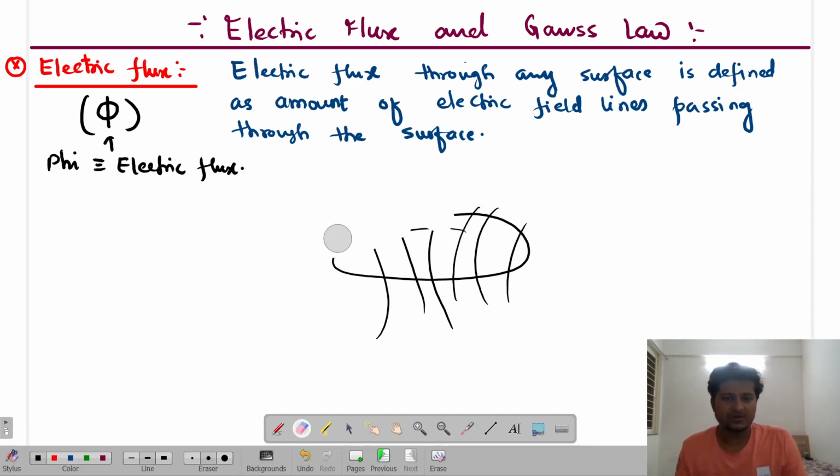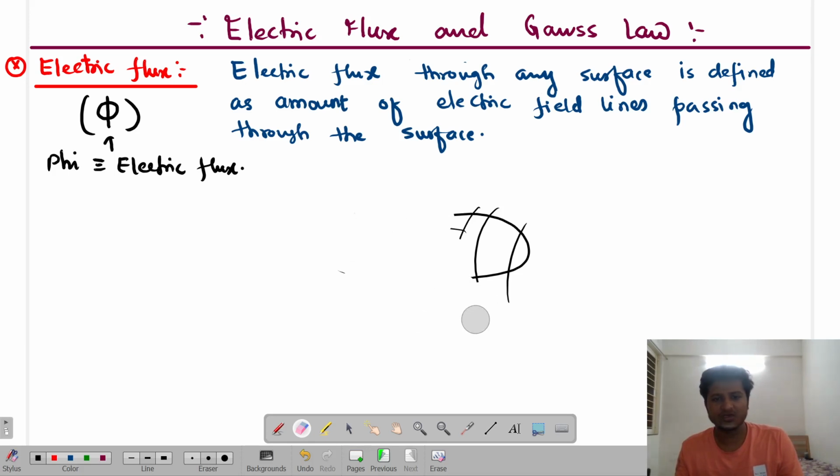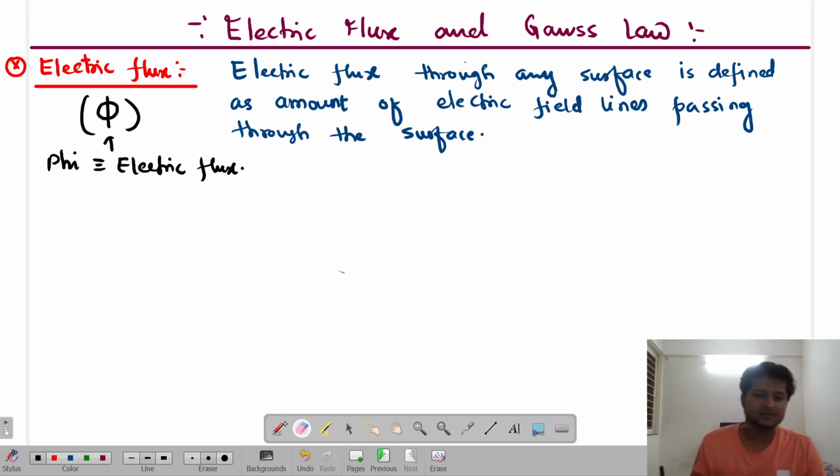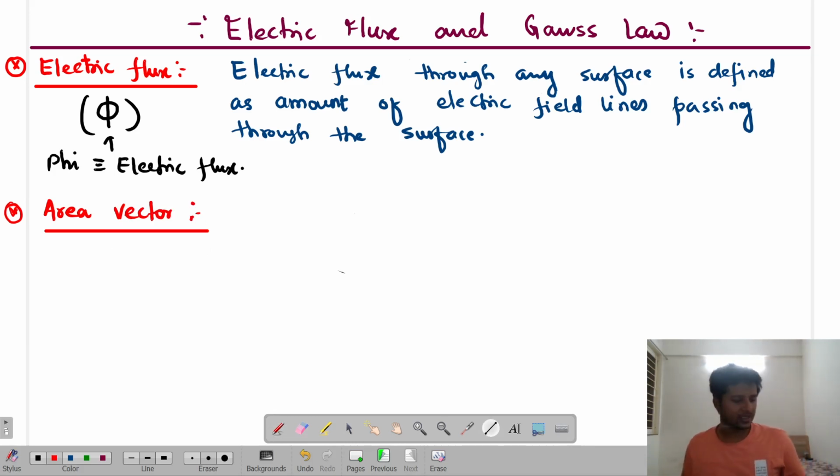To understand that in a greater sense, we need to first define the area vector. Earlier also I talked about that, the area vector. Now see, many people do not know, but area vectors are of two types. Okay. So the first thing you need to talk about is our area vector. Are you able to get me or not?